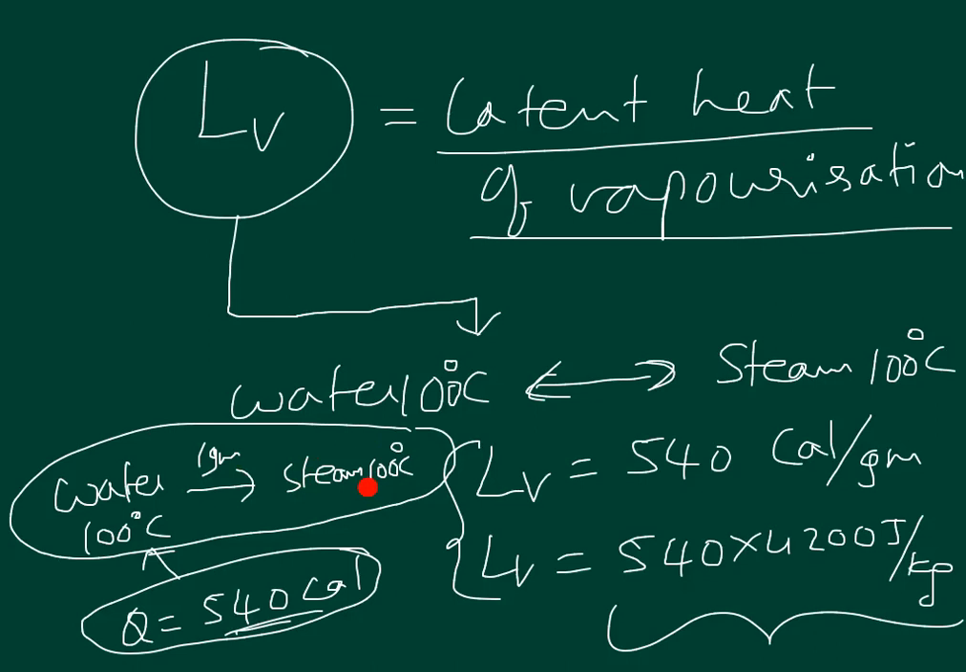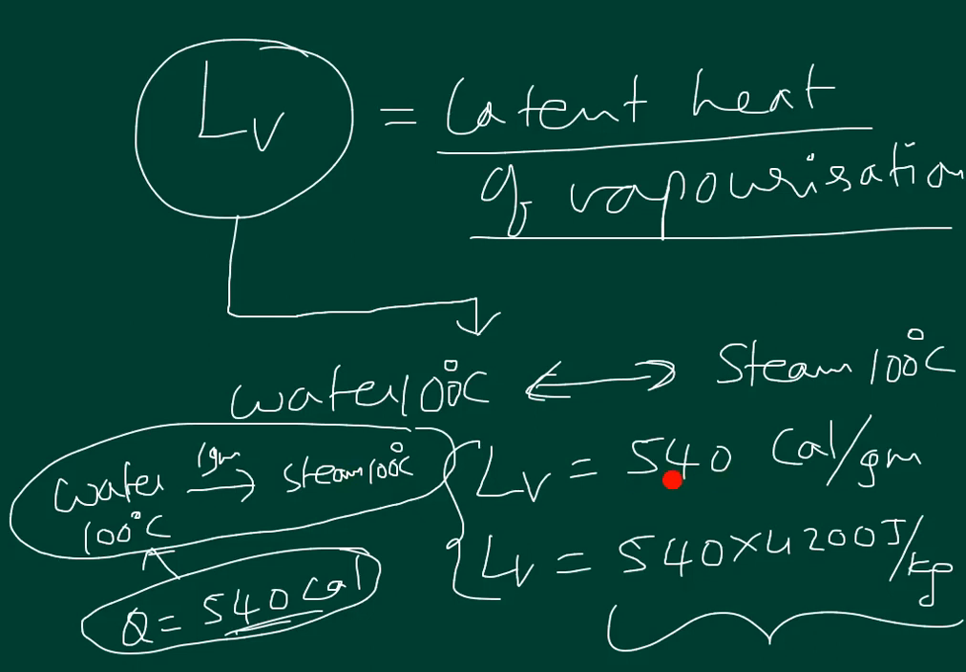1 gram of steam at 100 degrees centigrade, if you take out 540 calories, it will become water at 100 degrees centigrade. If you provide heat, heat is absorbed by water and it converts to steam. How much heat do we require? 540 calories for 1 gram of water. And for 1 gram of steam at 100 degrees centigrade, if you remove 540 calories, it converts to water at 100 degrees centigrade. Very simple thing: water to steam, steam to water, this process can be done.